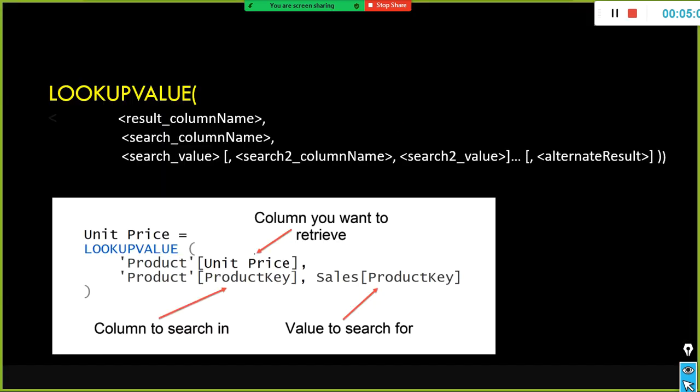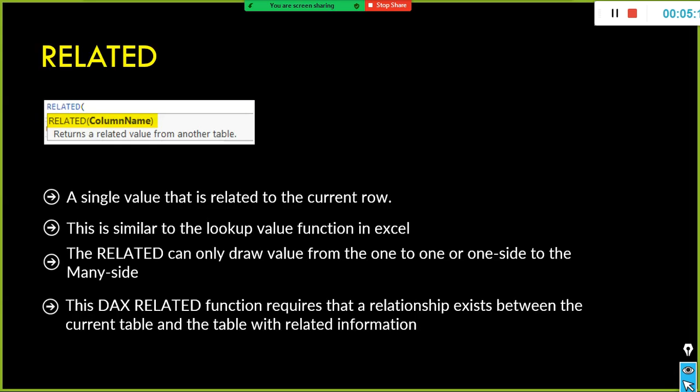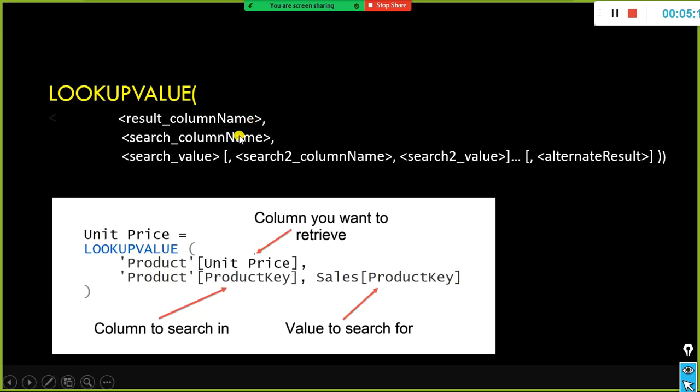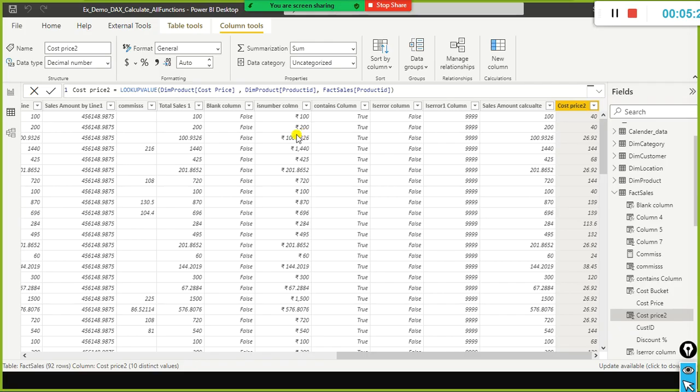Okay. The next one is the related function. This is also similar to your lookup value function, but in the case of lookup value function, you don't have to have the relationship between the tables.